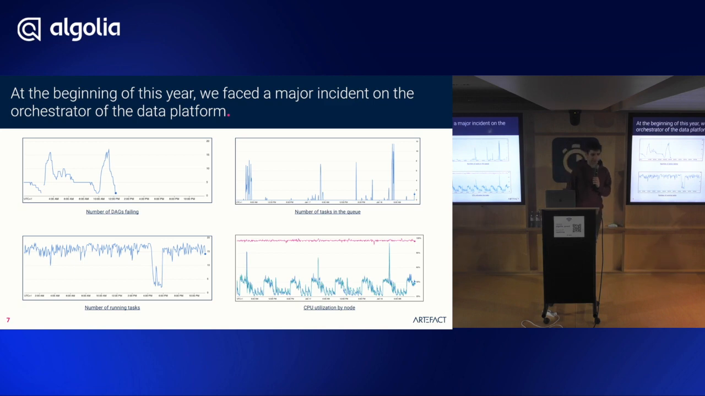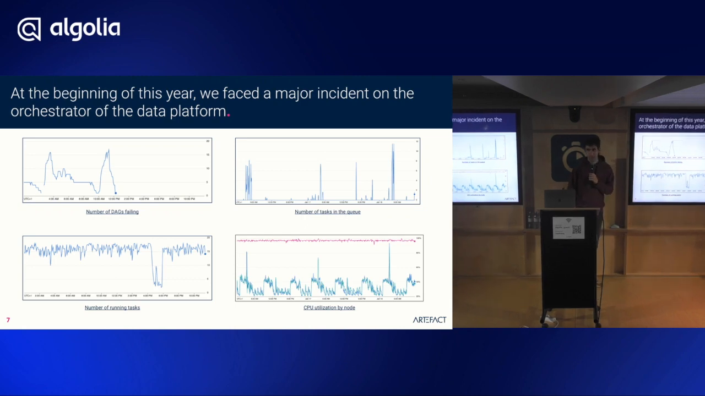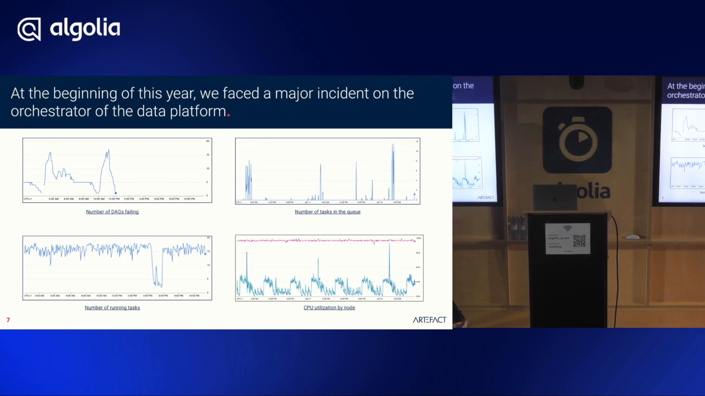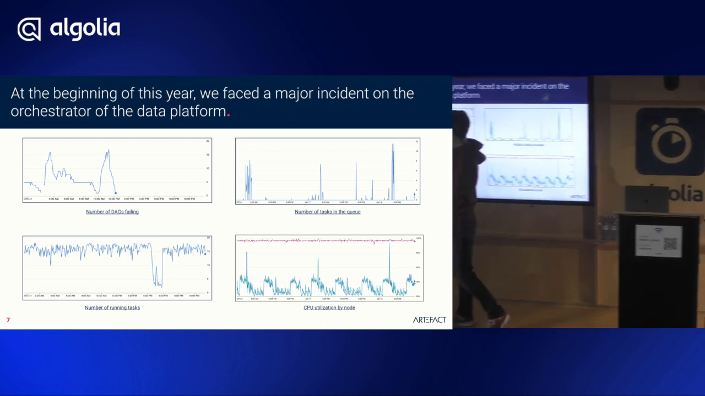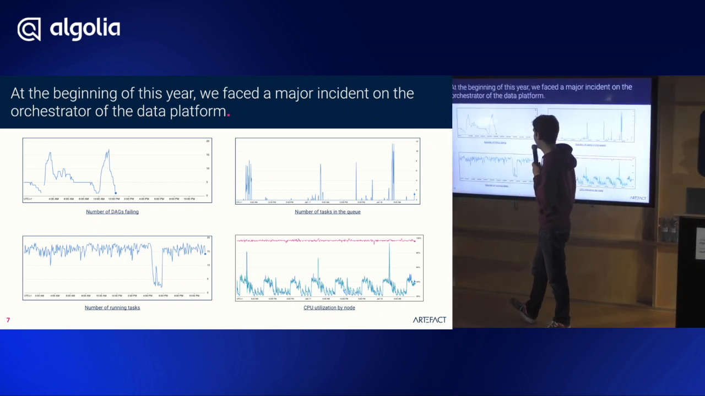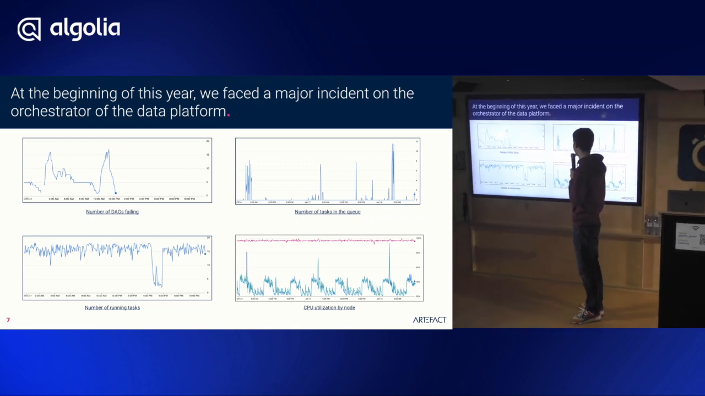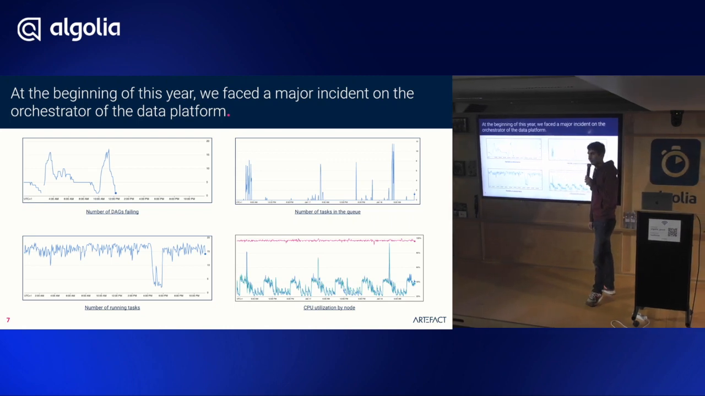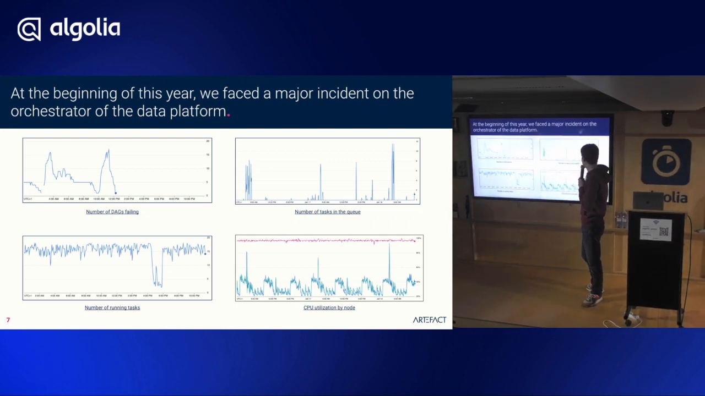Okay, the incident. Maybe it's a bit too small, but I will explain the graphs. Mid-January, we started to see DAGs failing, and a lot of DAGs. As you can see here, more than 10 DAGs failing at peak times, and also a lot of tasks in the queue, which is generally a bad sign.